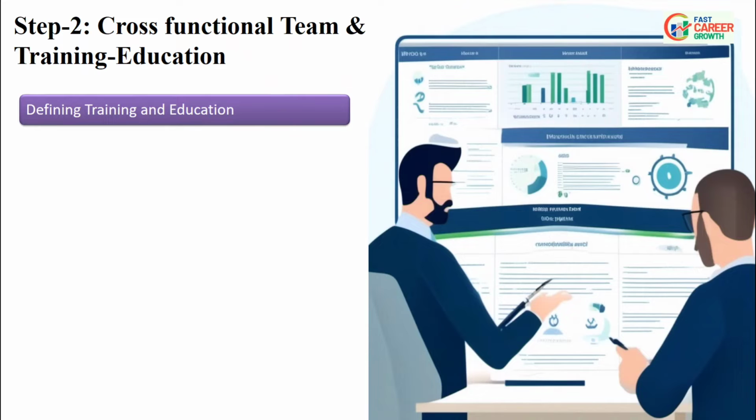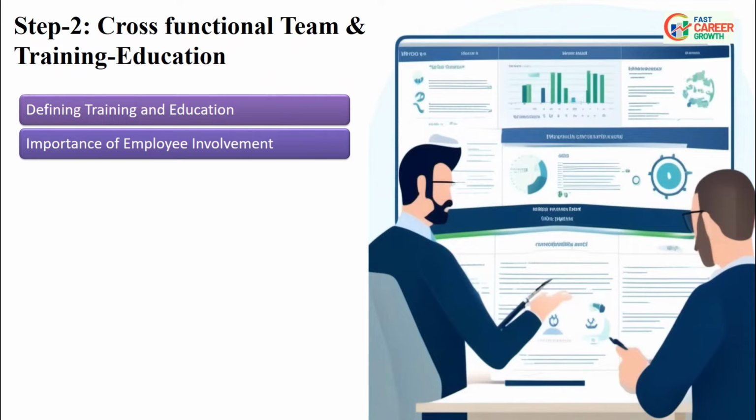Defining training and education. Begin by defining the pillar as the systematic process of providing training, skill development, and education to employees to enable them to understand, implement, and sustain TPM practices. Importance of employee involvement. Emphasize that TPM is a team effort, and for it to succeed, all employees, from operators to management, need to be actively involved and well-informed.